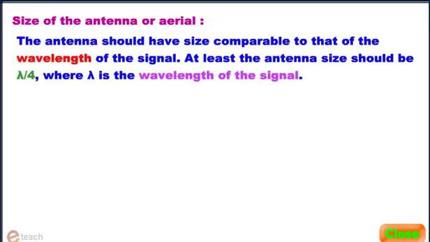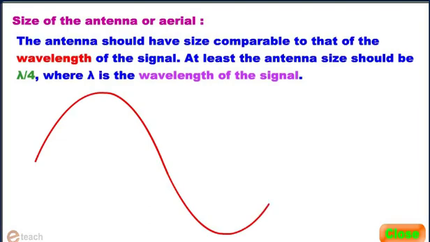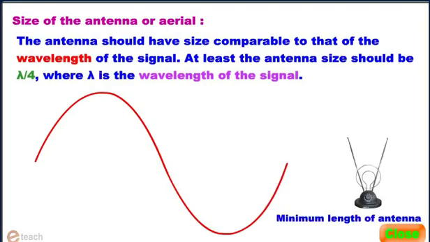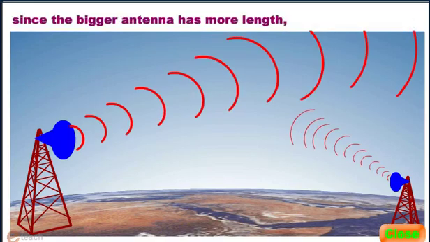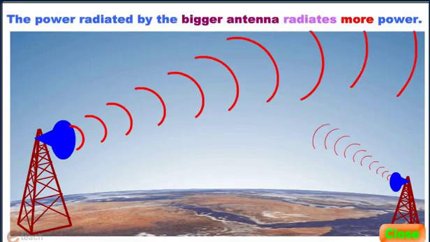Size of the antenna or aerial. The antenna should have a size comparable to that of the wavelength of the signal. At least the antenna size should be lambda by 4, where lambda is the wavelength of the signal. Power radiated by the antenna is directly proportional to 1 by lambda square. Since a bigger antenna has more length, it radiates more power.